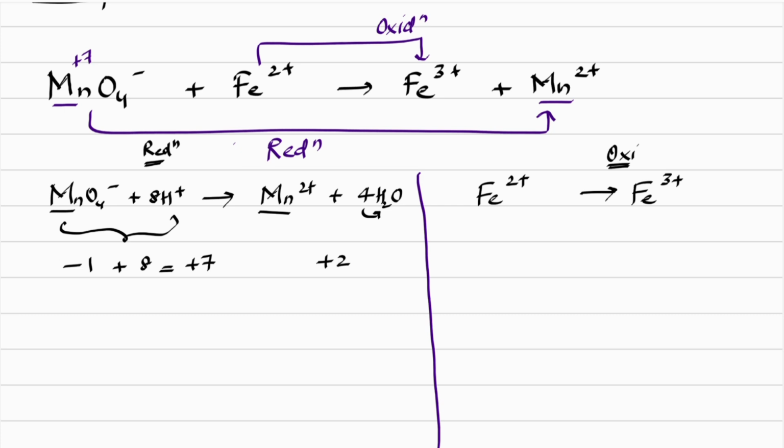Now how would you make these two charges equal? By adding electrons. Electrons are negatively charged particles. So if each electron carries -1 charge, these two charges can be made equal if you add 5 electrons on this side. If you add 5 negative charges on this side, the left hand side becomes +2. So let's do that.